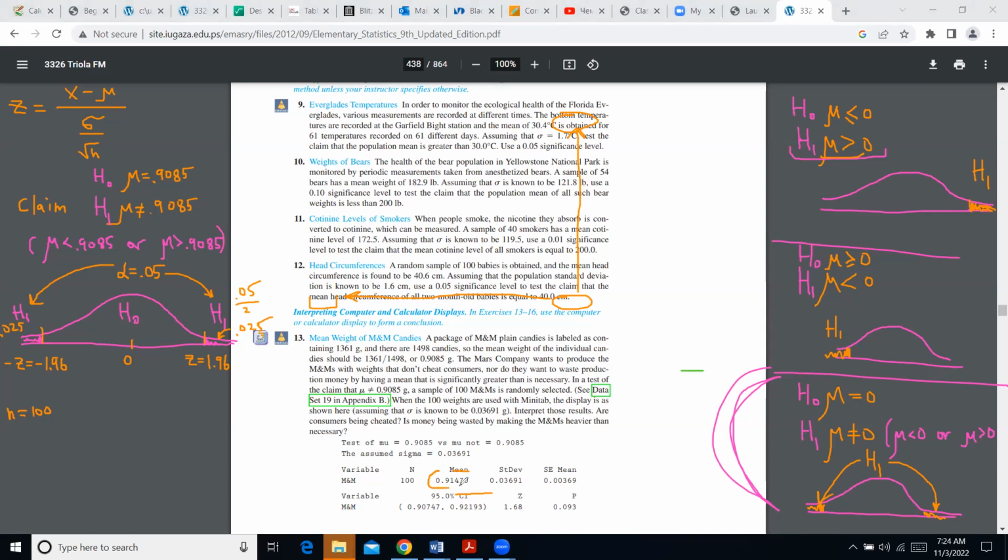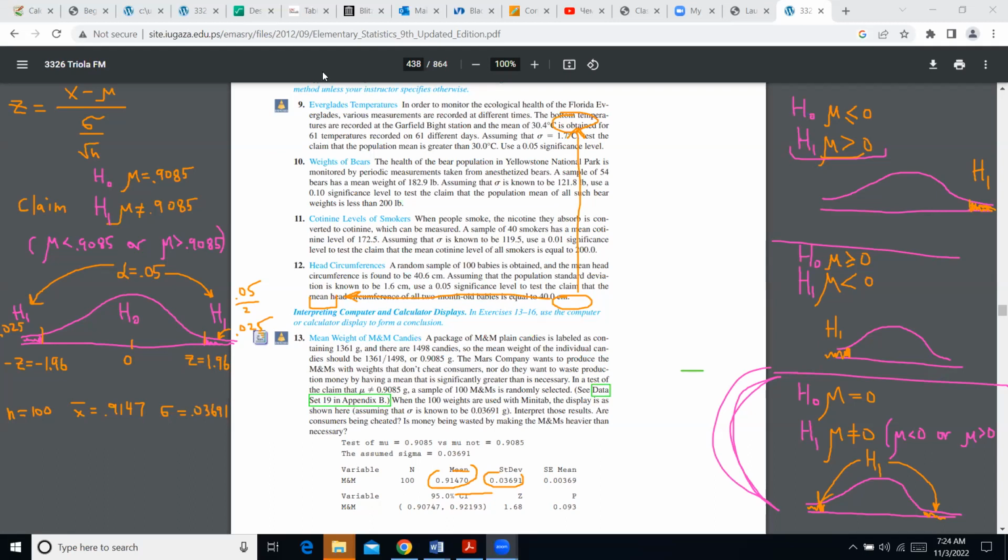0.9147. So for some reason, they decided to write it down below. So here's my standard deviation. Here's my sample mean. So I write it here. It's 0.9147. And standard deviation, sigma, is 0.03691. Okay, so that's what you actually produced when you did your own study checking this out.